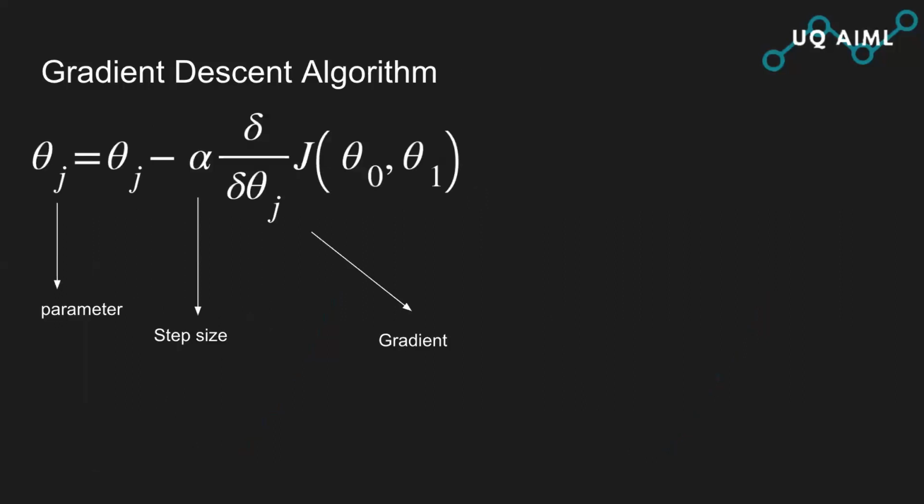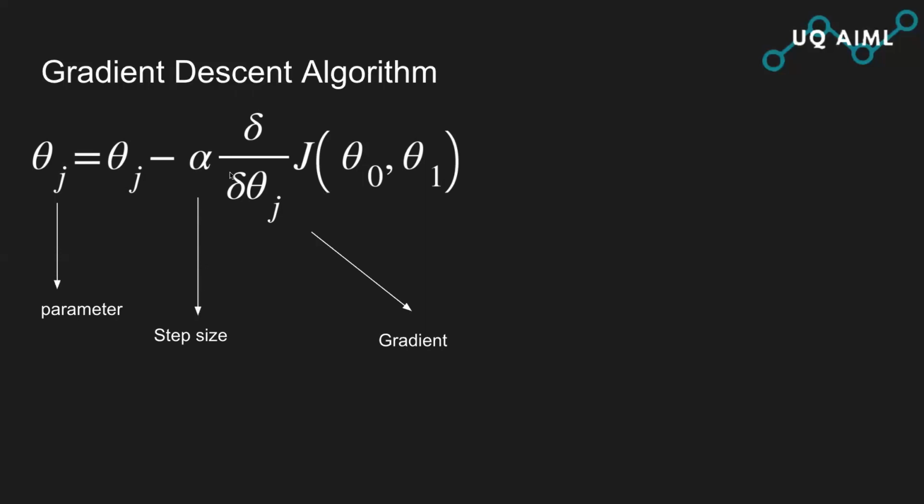So this is the actual algorithm, with the technical parameters and fancy terms. Let me explain it. This theta j is the parameter. What the algorithm shows is that if you want to update your parameter, you take this parameter and subtract this constant we've defined called alpha, which is the step size I was explaining before.